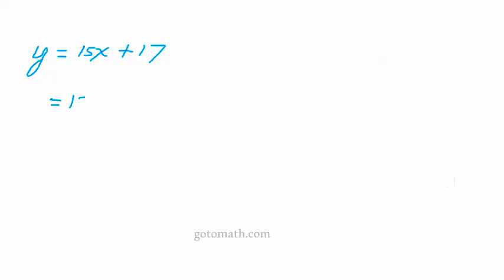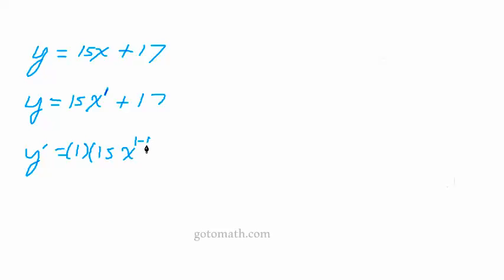And the way this works, if you've never seen it, is that x has a power of 1 even though we don't write it as a power of 1. We'll just rewrite it like this. And what you do is you take the power and bring it out front. So we're going to take this power and bring it out front. Then of course we have 15x, and you subtract 1 from the exponent. Just subtract 1 from the exponent, okay? And the derivative of a constant is 0. The derivative of a constant is 0.